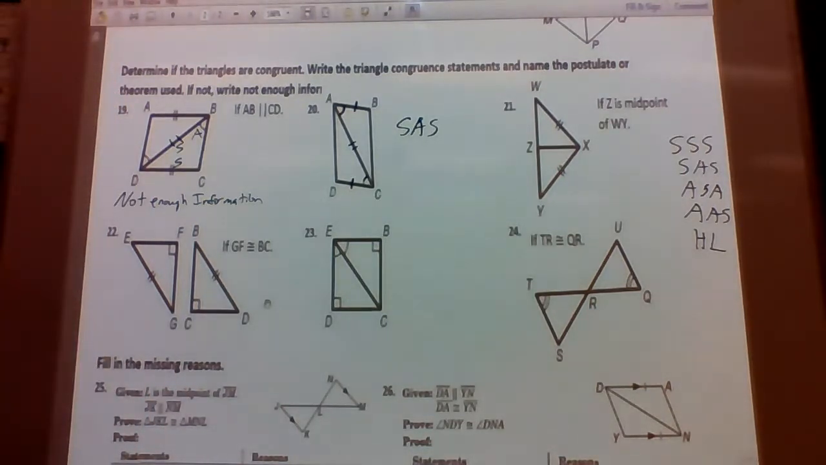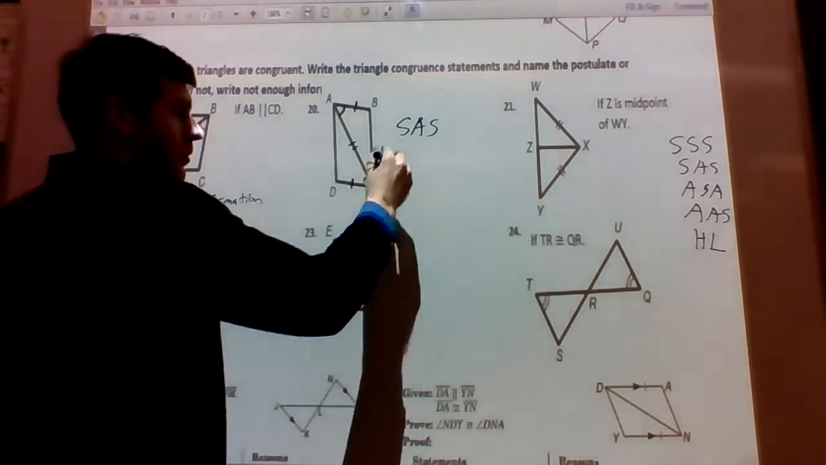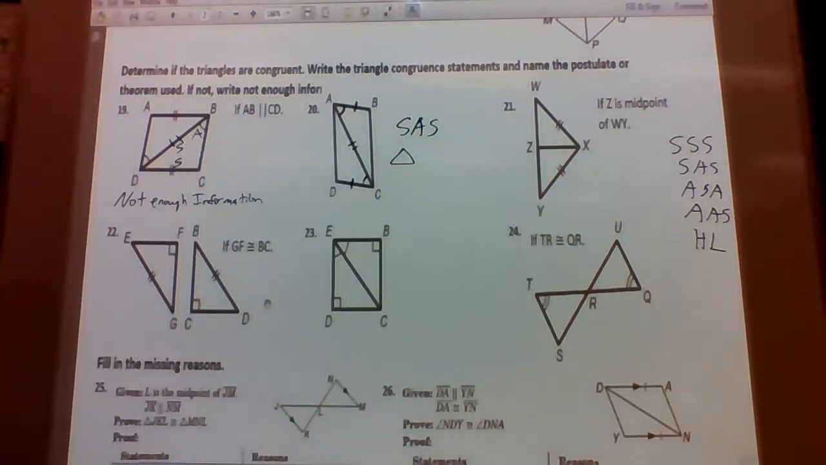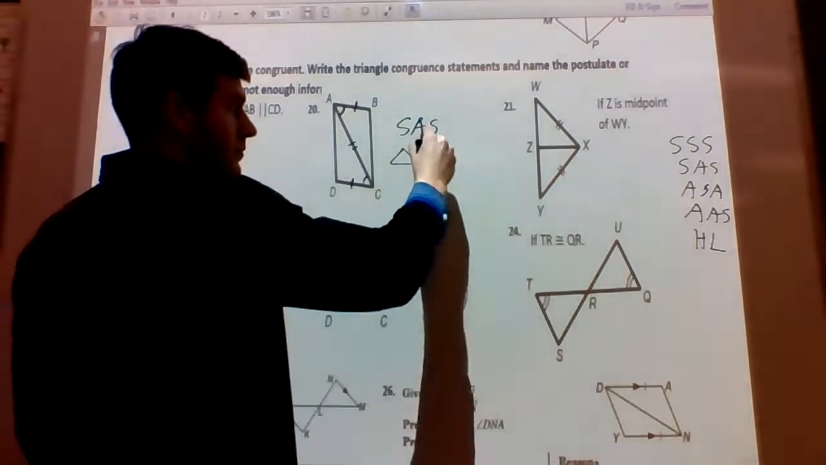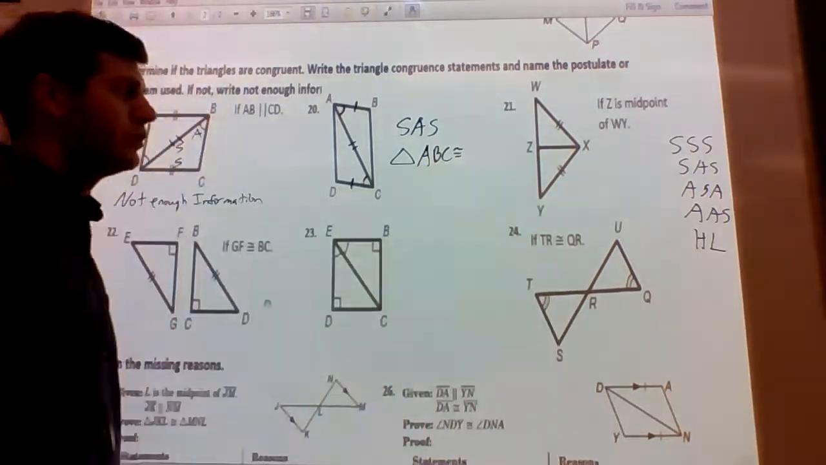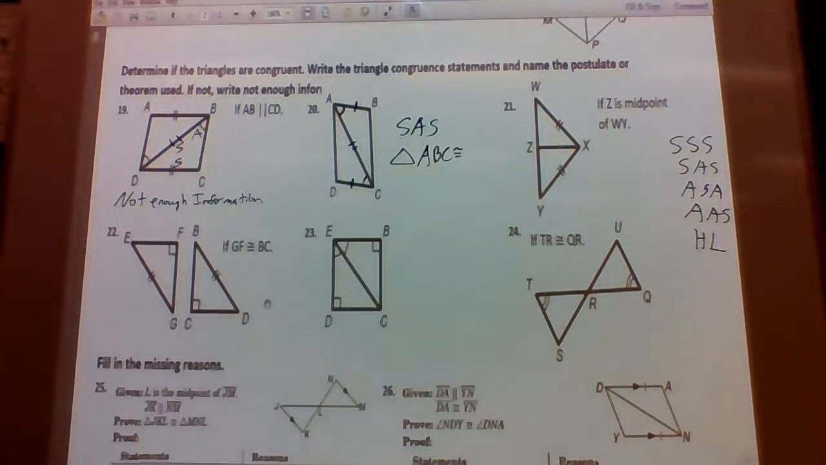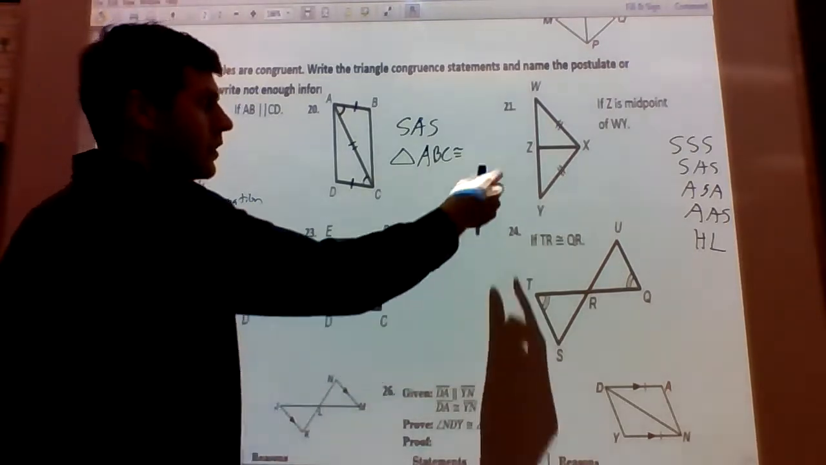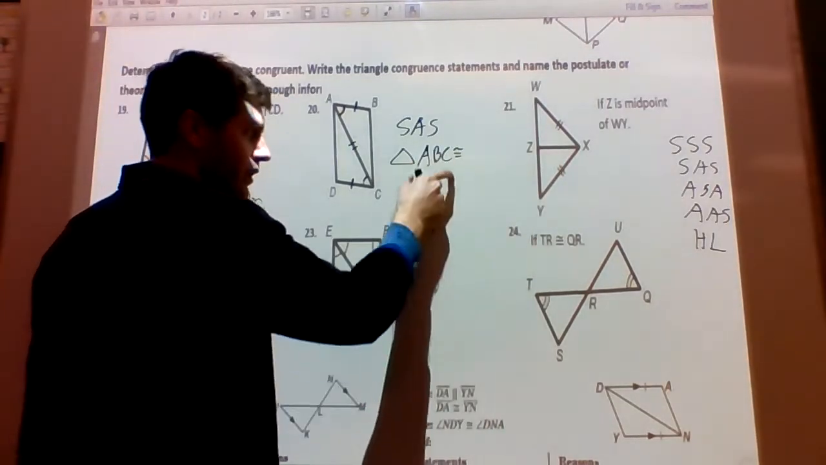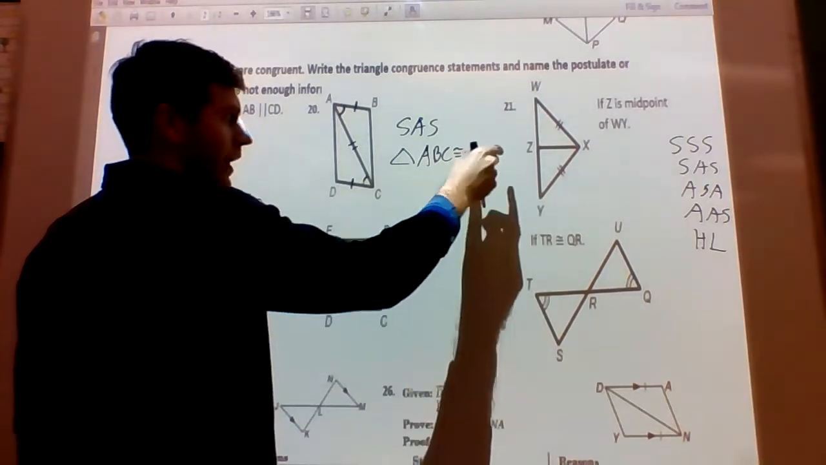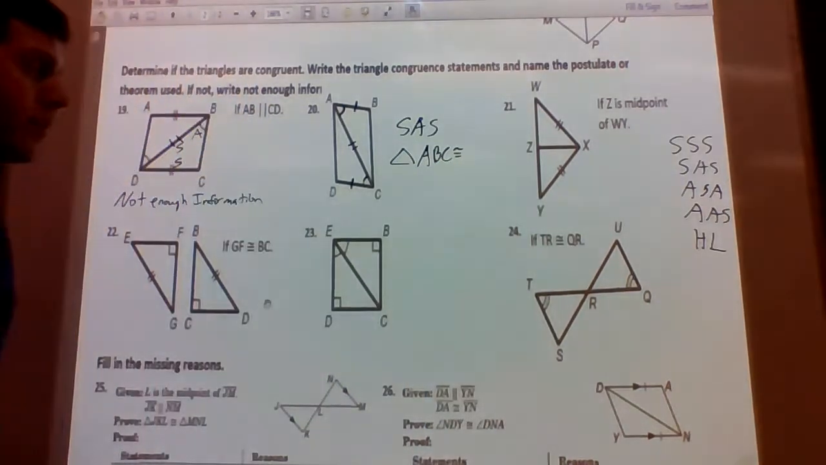Congruence statement. So we pick one of our triangles, and there's 6 different ways we can name it. So let's just do ABC. There's 6 different ways we can name the first one, but once we name the first one, there's only one way we can name the second one. There's only one correct answer that can go here. But once you pick one, you have to match it up with the corresponding part of the next one.